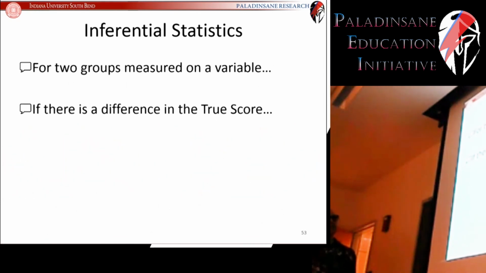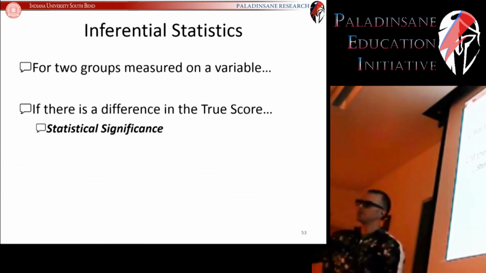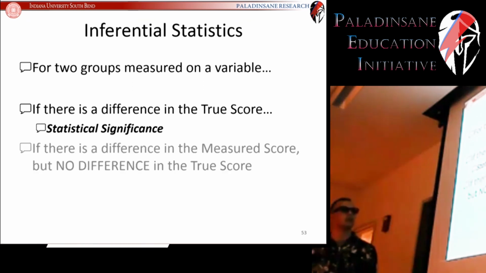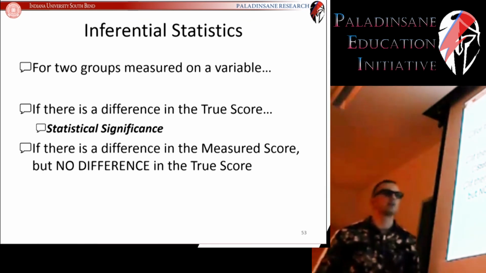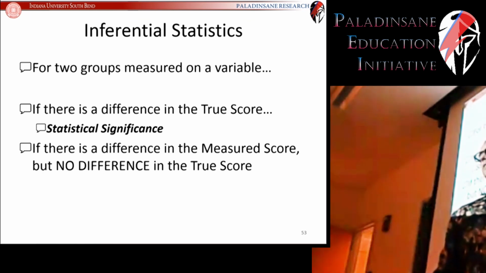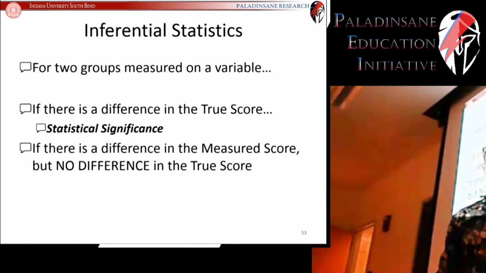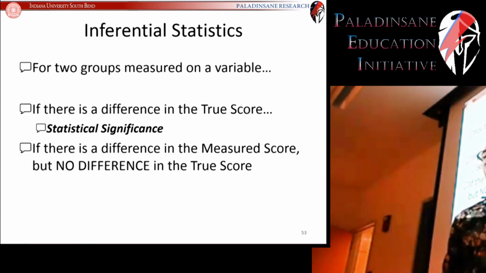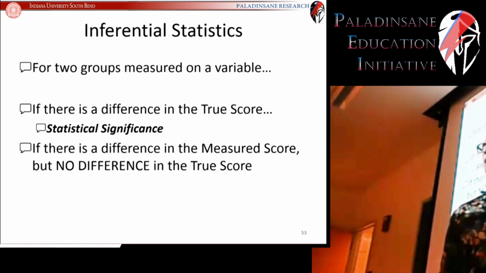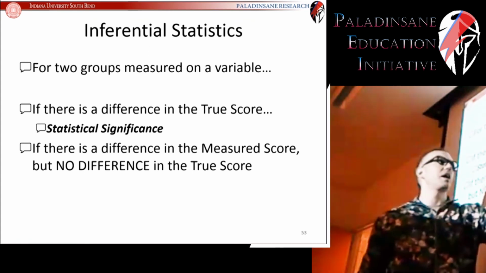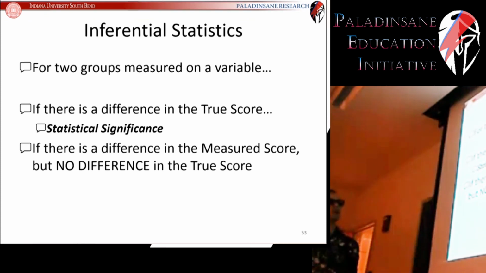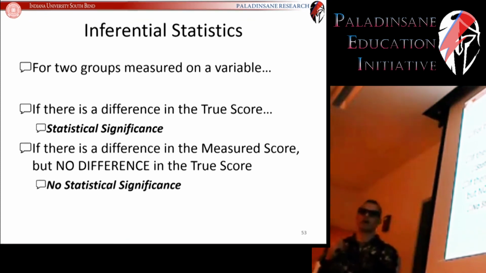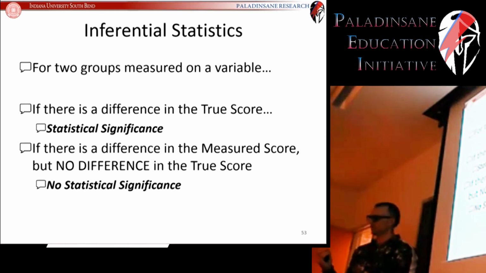All right, so if there is a difference in the true scores, once again, we call that statistical significance. If there's a difference in the measured score, but no difference in the true score, and in reality, there's always going to be a difference in the measured score, right? Every game is either going to be 20 to 19. Nobody finishes a game and it's like, oh, it's 20-20. You can't do that. Same thing in science. There's always going to be a difference in the measured score. But if there's no difference in the true score, then that's called no statistical significance.